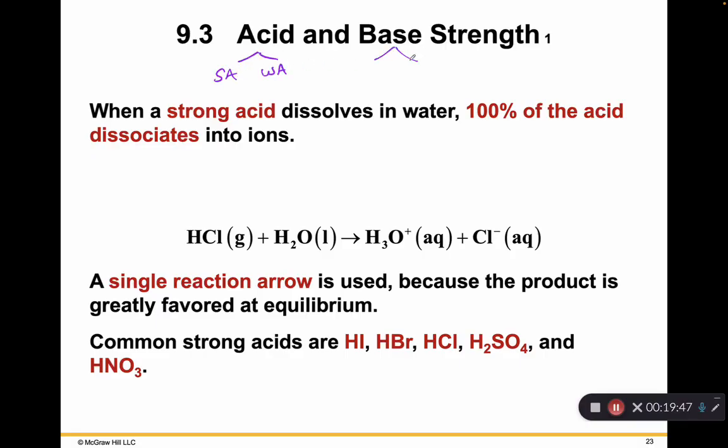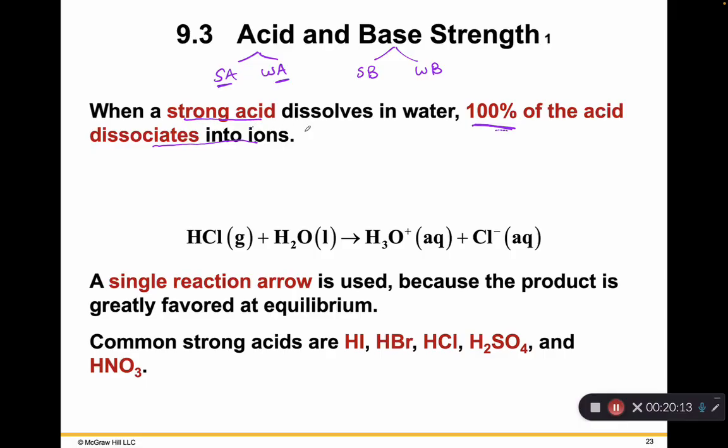We can have strong base and weak base. So who do we call strong and who do we call weak? Let's see here. When an acid dissolves in water and 100% of it dissociates into ions, then we classify it as a strong acid.